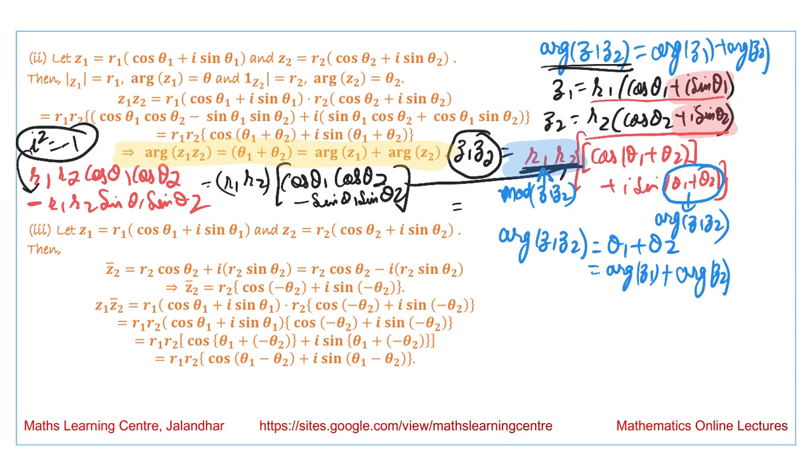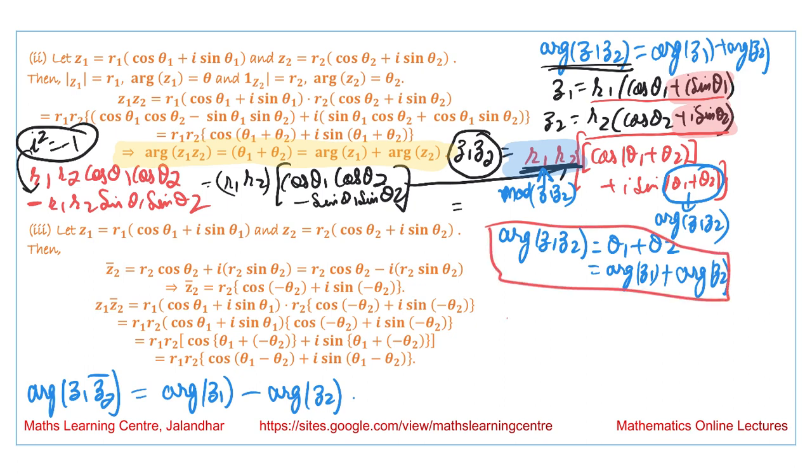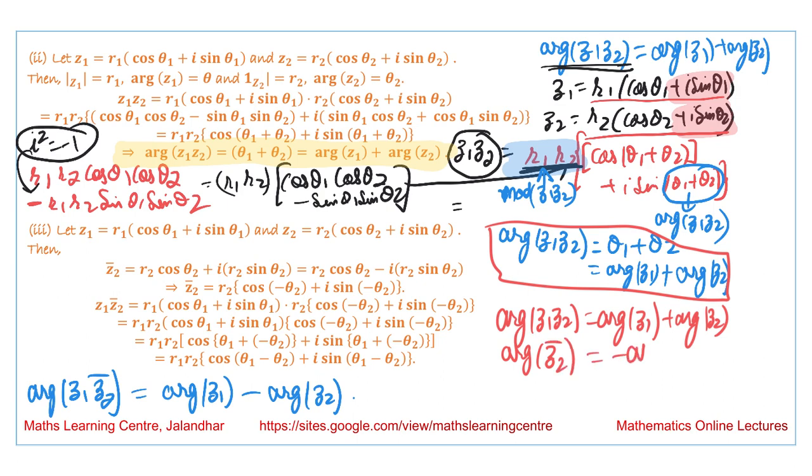Similarly, in the next part we are going to prove that argument of z1 z2 bar will be equal to argument of z1 minus argument of z2. An easy way to prove this result is to use the result that argument of z1 z2 is equal to argument of z1 plus argument of z2. We have another result that argument of z2 bar will be equal to minus argument of z2.